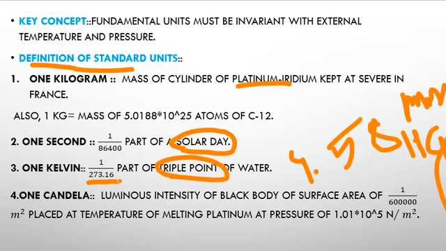1 candela. Candela is important, and candela is the unit of luminous intensity of a black body of surface area about 1 by 60,000 meter square placed at the temperature of the melting point of platinum at a pressure of 1.01 into 10 to the power 5 Newton per meter square. This unit candela is very important. It may be asked what the unit of luminous intensity is, and the options may include candela. You should remember this, it is very important for the exam.